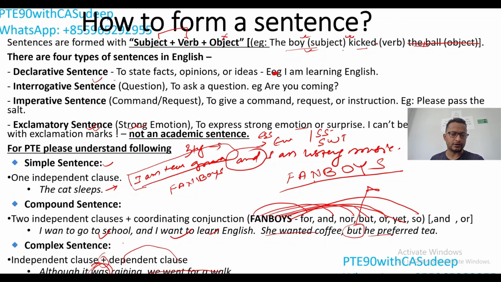You can simply say cause and effect. What is the cause here? Raining was the cause. What is the effect? Even then we go for a walk, right? So in this context, we use a complex sentence.